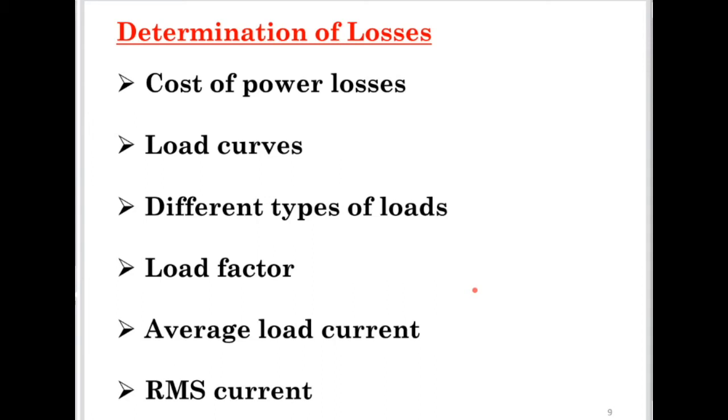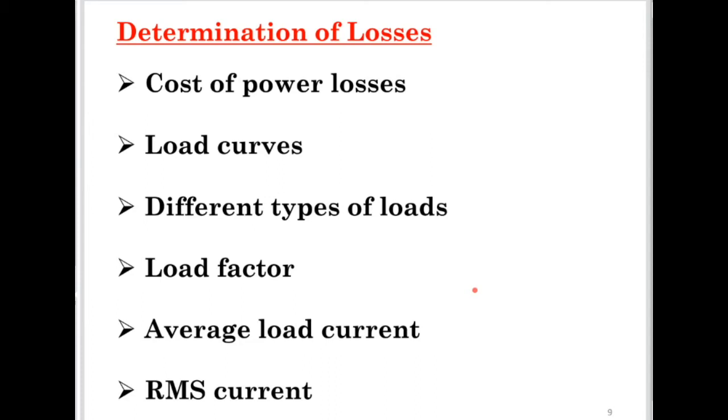Now, to determine the losses, there are many things that we need to know. The cost of power losses is the first thing that comes into the scenario. Now, how do we know how much power will be lost? It is from that equation, I squared R, which is the power loss, and then when we come to the energy loss, we multiply it by the time for which that loss is taking place.